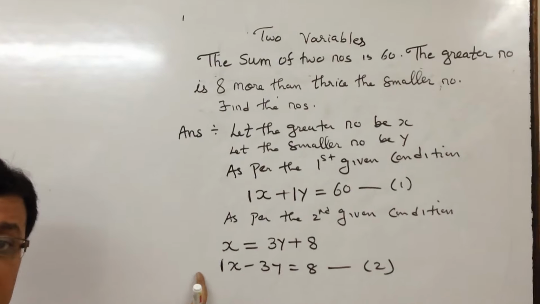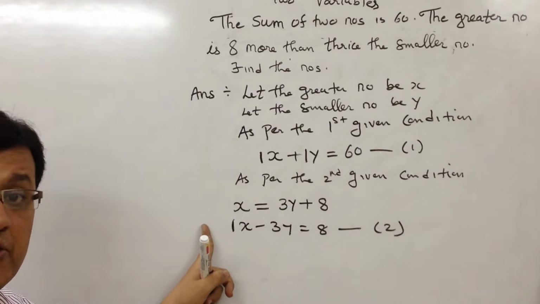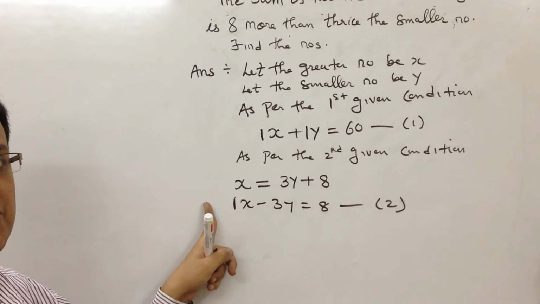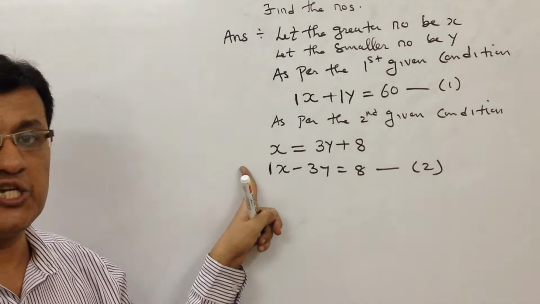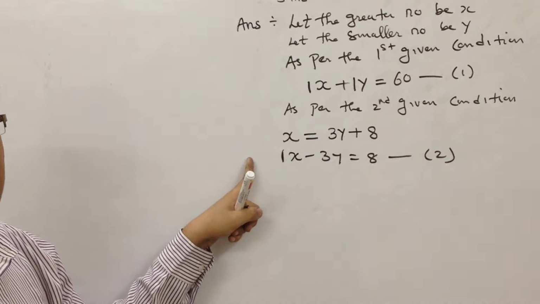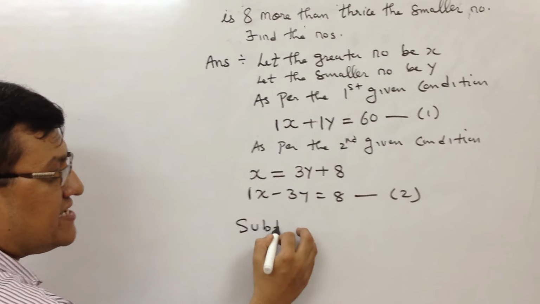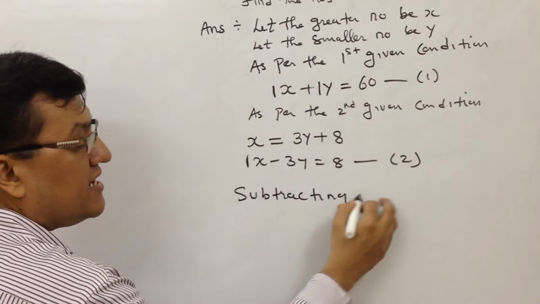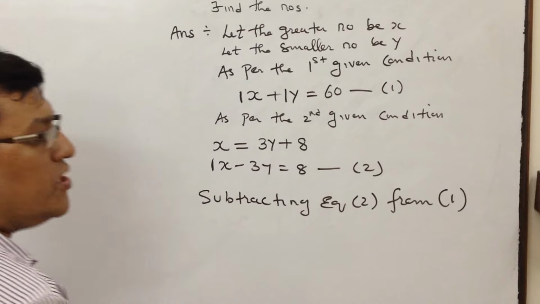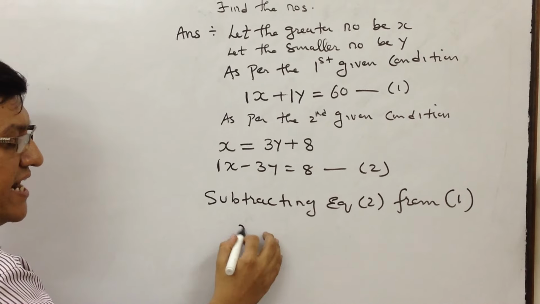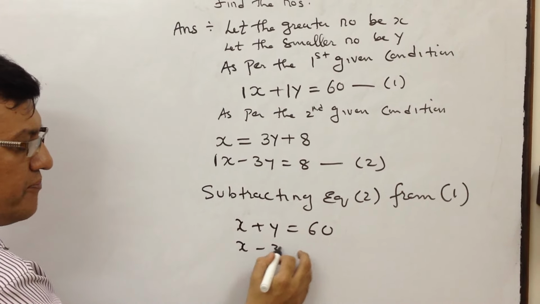The second step is, if the signs of the coefficients are same, we go for subtraction. And if the signs were different, we would have gone for addition. But over here, the signs are same, and that's the reason we go for subtraction. So I say subtracting equation 2 from 1. I shall write down equation number 1 first. We subtract equation 2 from there.